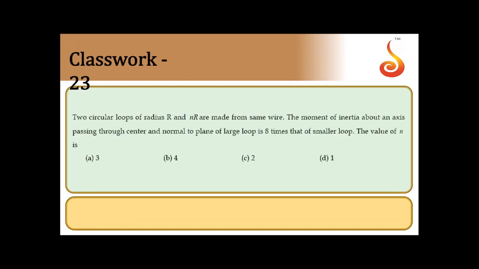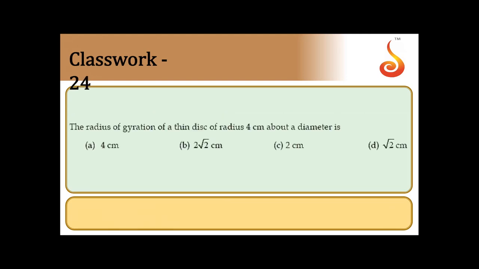We shall go on to next one. Two circular loops. This is the same one. The radius of gyration of a thin disc of radius 4 cm about a diameter is. So there is a thin disc of radius 4 cm. What is the radius of gyration? That is what you have to calculate.